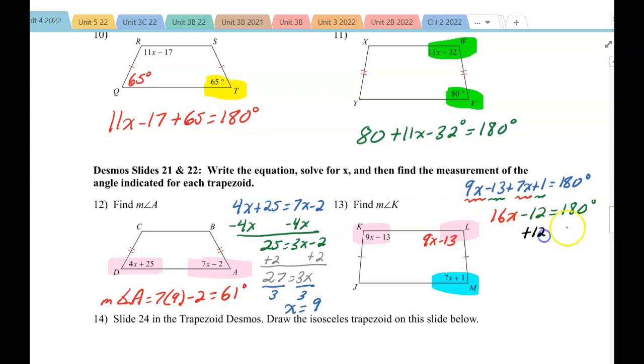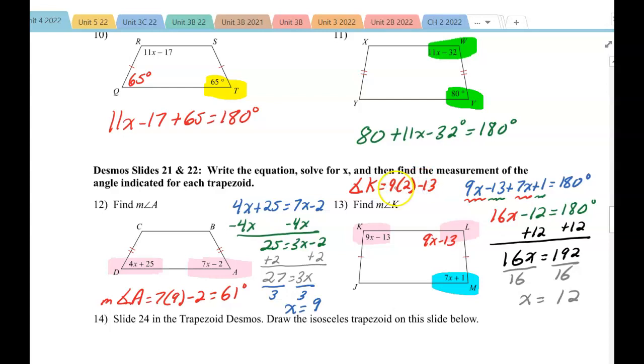I'll add 12 to both sides. 16x is equal to 192. I'll divide by 16. I need to get my calculator out here. X is going to be equal to 12. I want to find angle K. So angle K, I'm going to write this at the top. So angle K is 9 times 12, take away 13. So 9 times 12 minus 13 is 95 degrees. So angle K is 95 degrees.